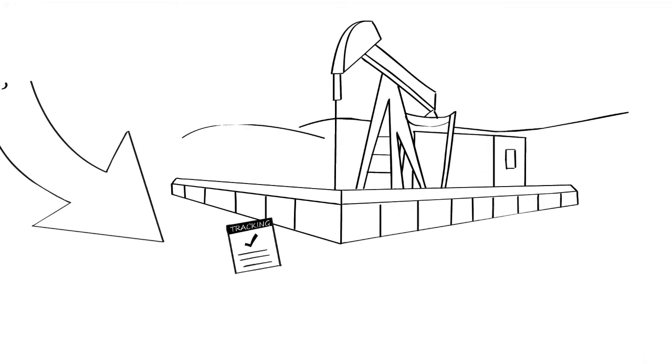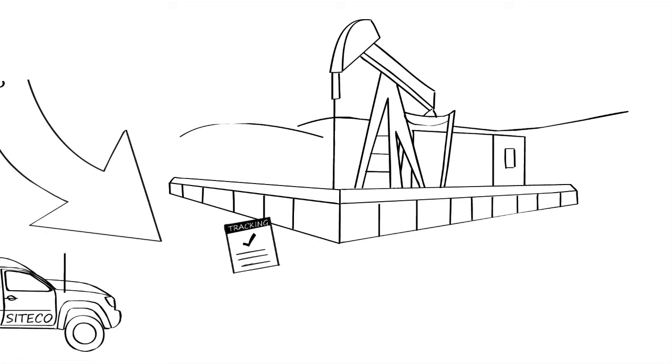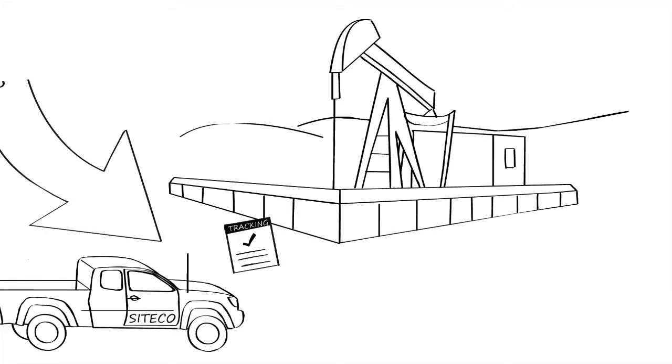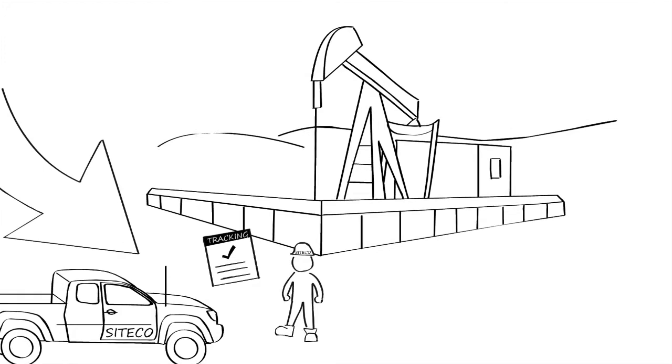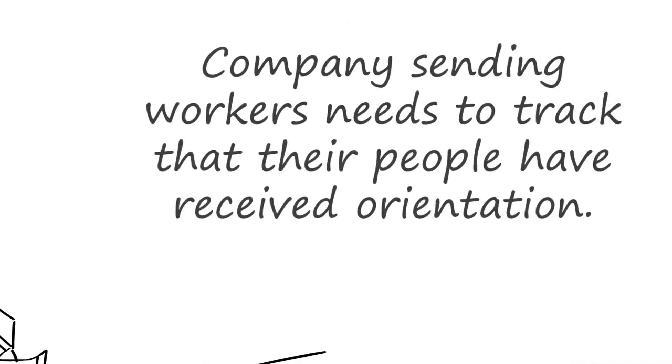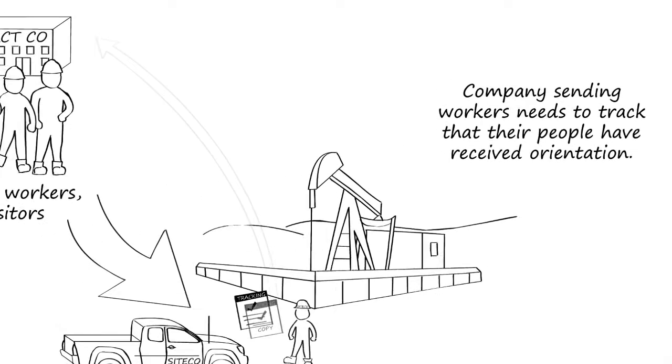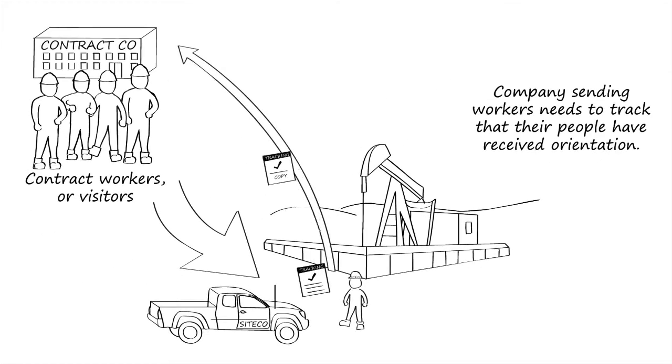The audit protocol also considers those scenarios where one company's workers are going to another company's work sites. In this case, the responsibility for site-specific orientation falls to the company controlling work on that site. However, the contracting company sending workers to that site needs to ensure and track that their people have received the necessary site-specific orientation. Okay, that's day 1 on the new job, or day 1 on the new worksite.